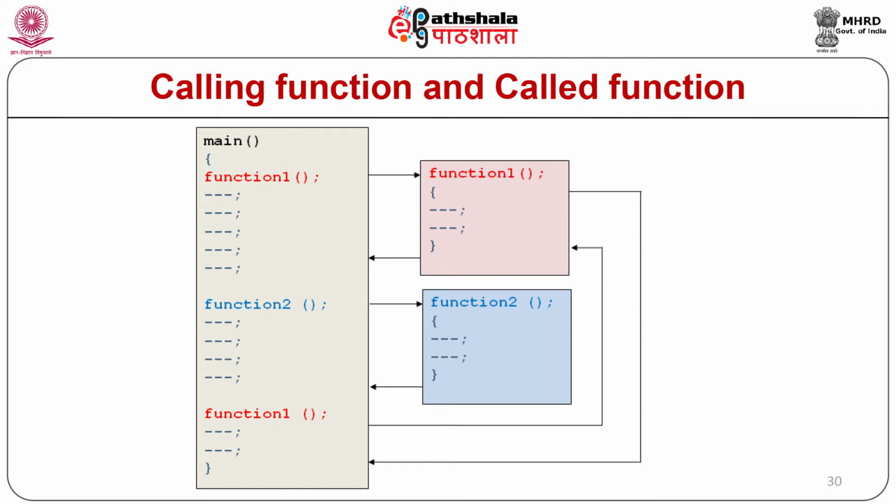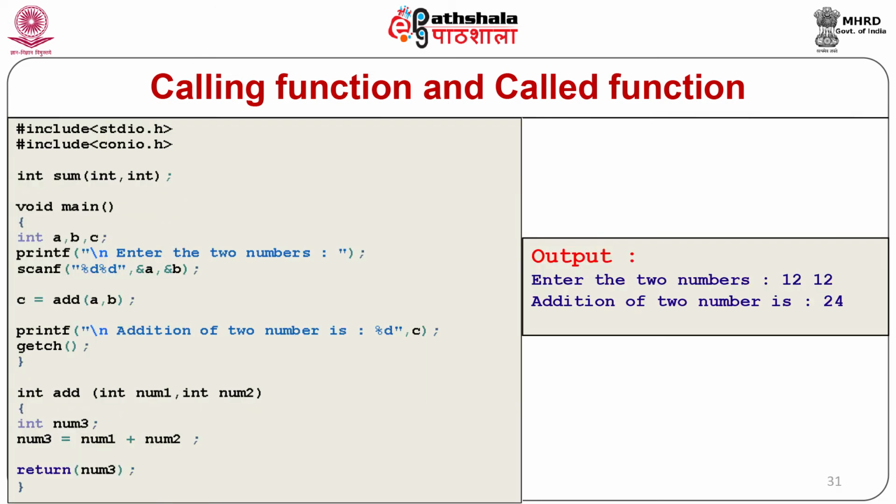Function 1 is a called function. Similarly, function 2 is a called function. Main is the calling function, and the arrows indicate the flow: the first arrow indicates passing a value to function 1, and the return arrow sends a value back to main. Let us see an example program for calling function.